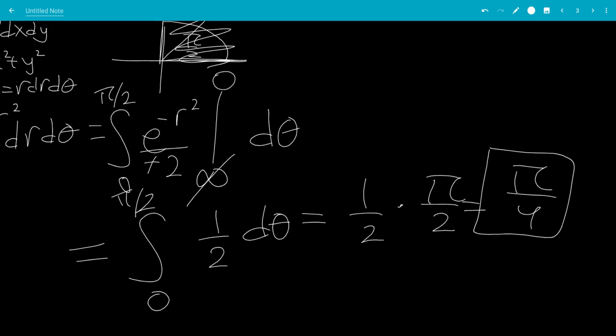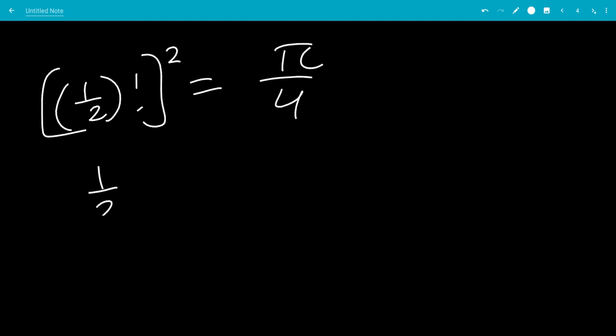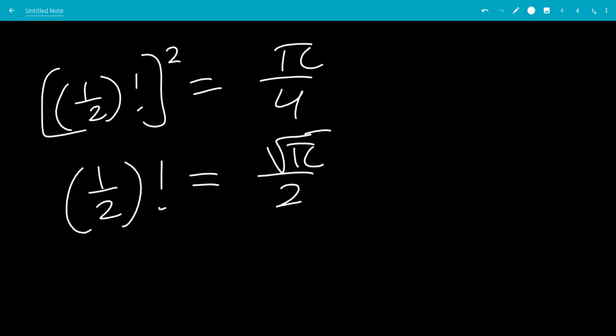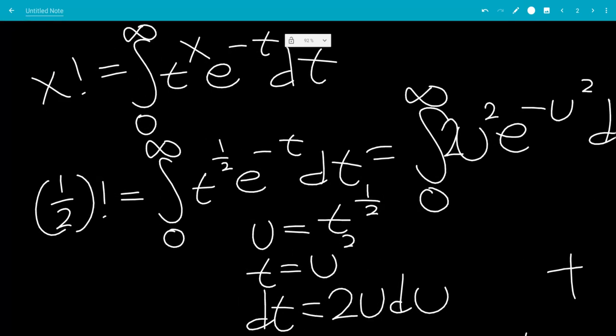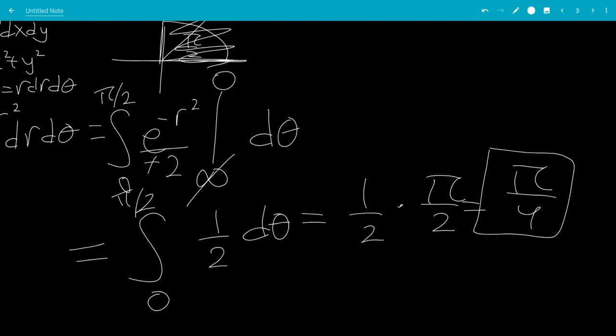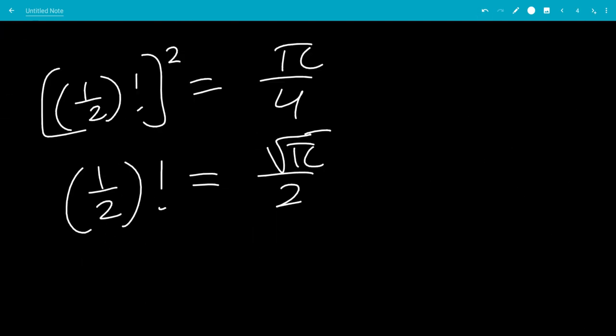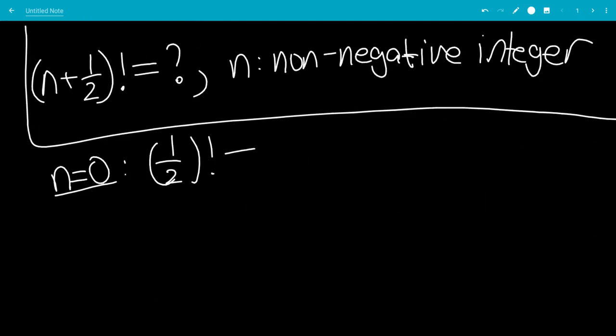So now we have that this integral, this 1/2 factorial quantity squared, equals pi over 4. And 1/2 factorial is positive, so this will be the square root of pi over 2. And how come it's positive? Well, the original is over a positive area, so it's positive. So now going back to the beginning, we have 1/2 factorial equals the square root of pi over 2.